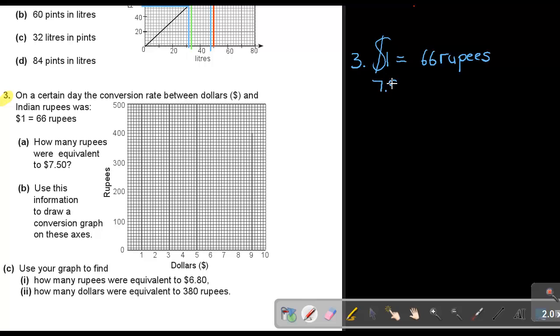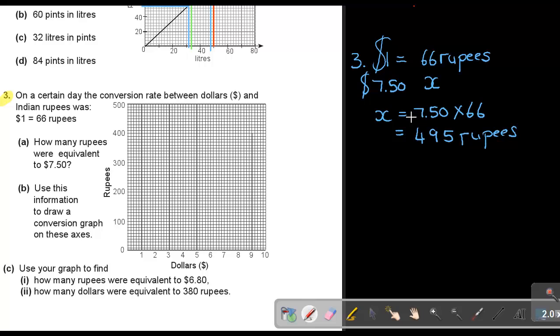So $7.50 there, and that's X. So multiply across, so X equals 7.50 times 66, and that will give me 495 rupees.